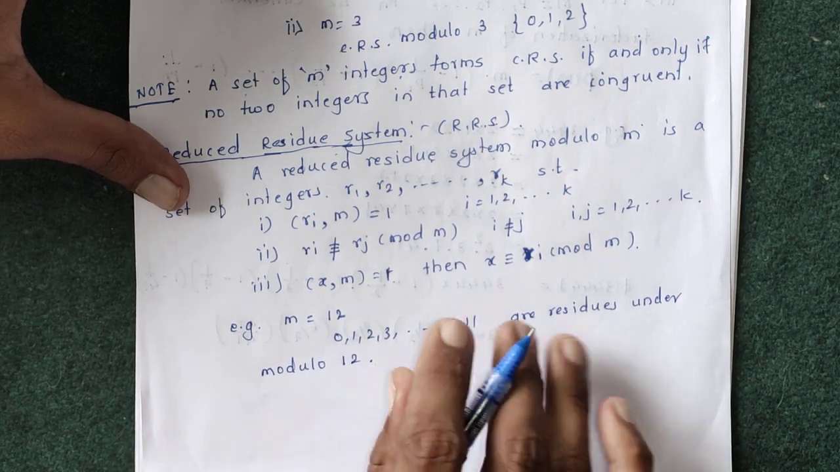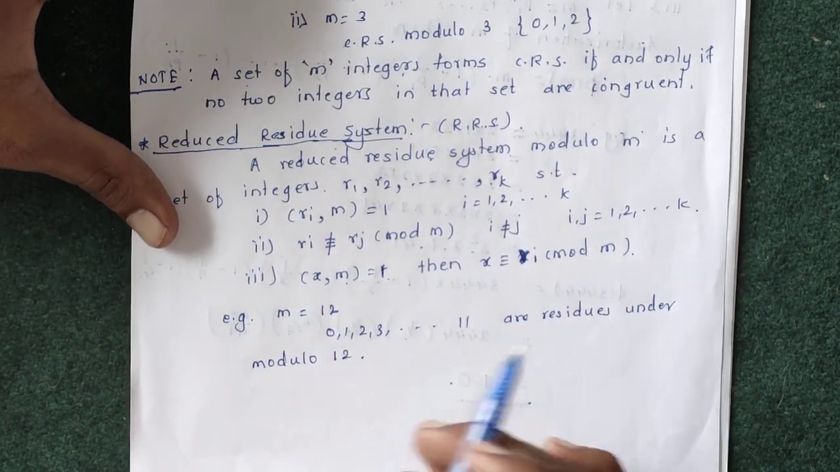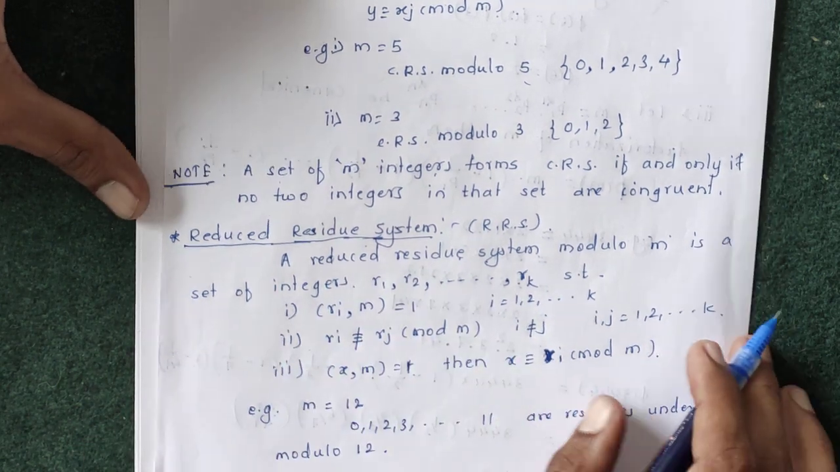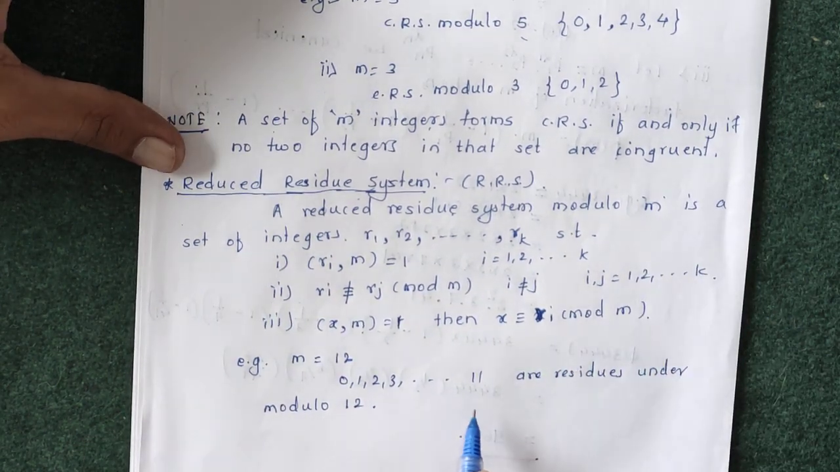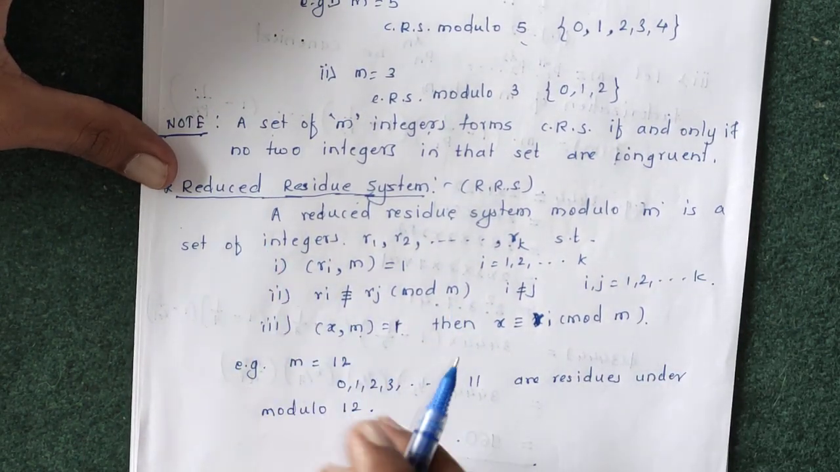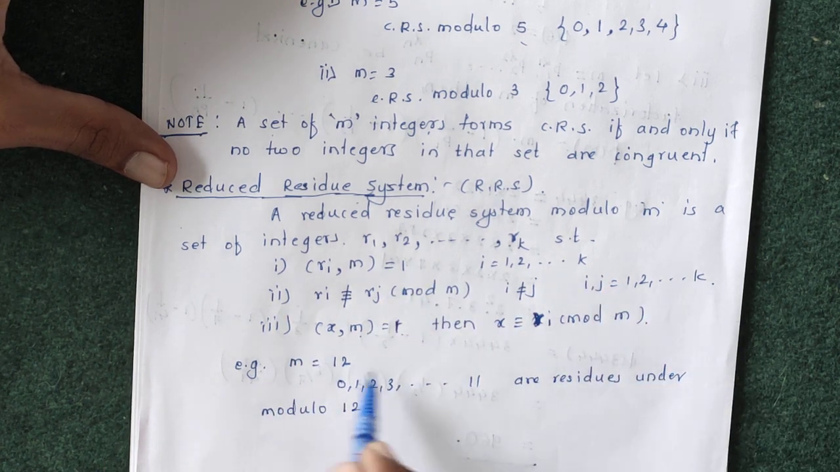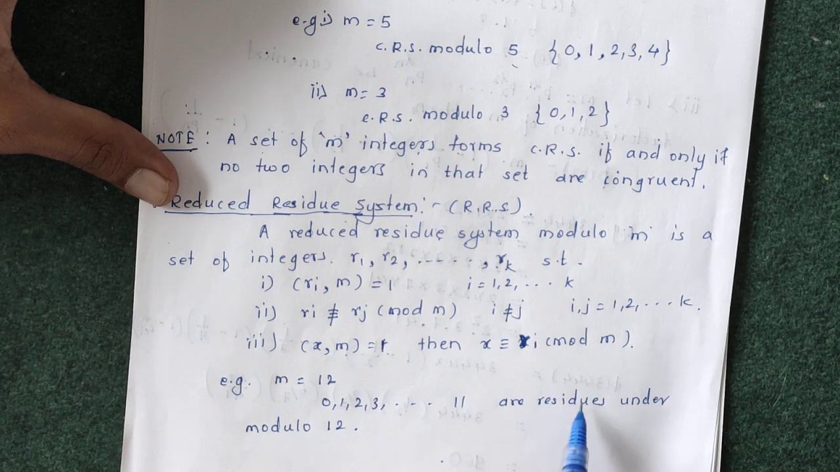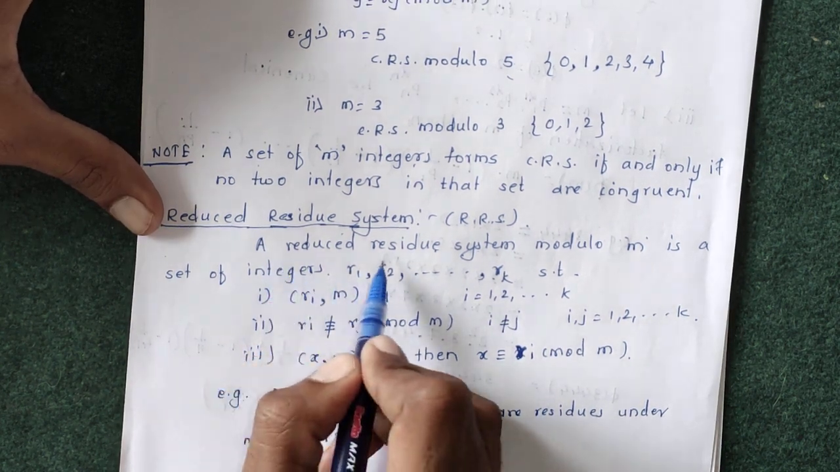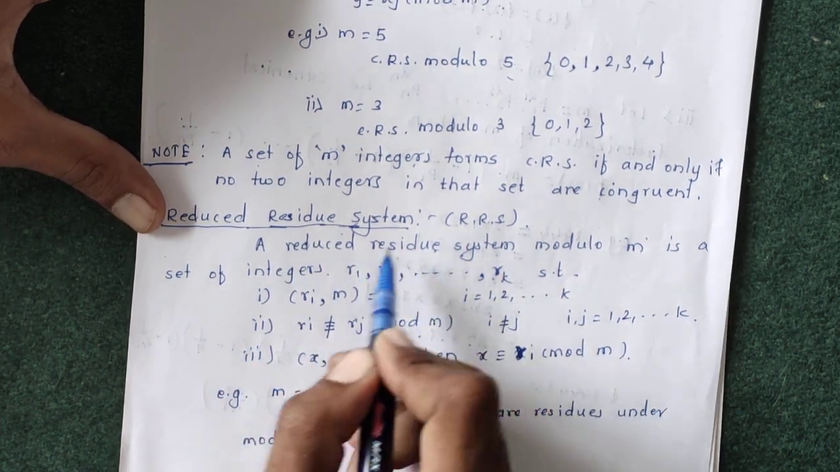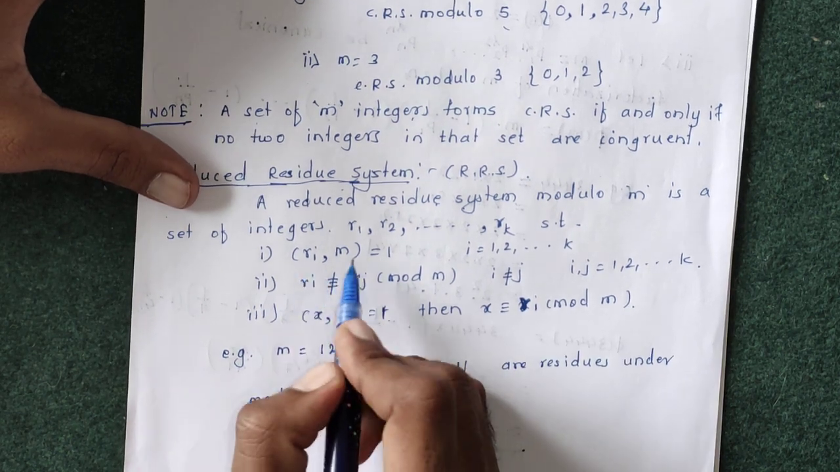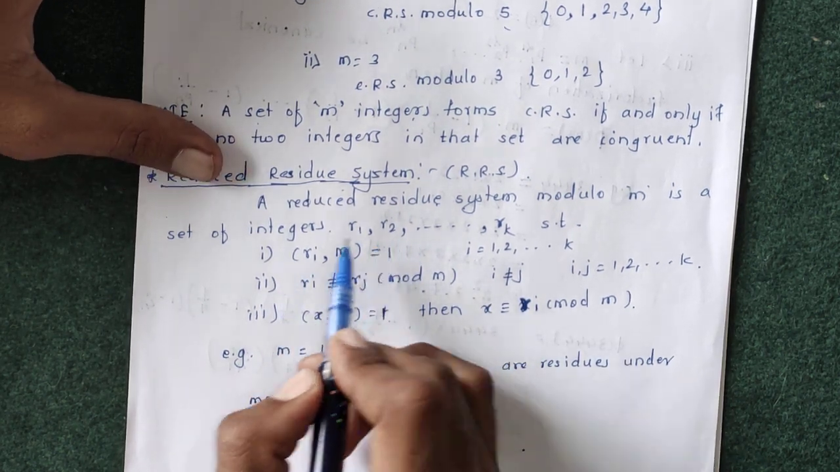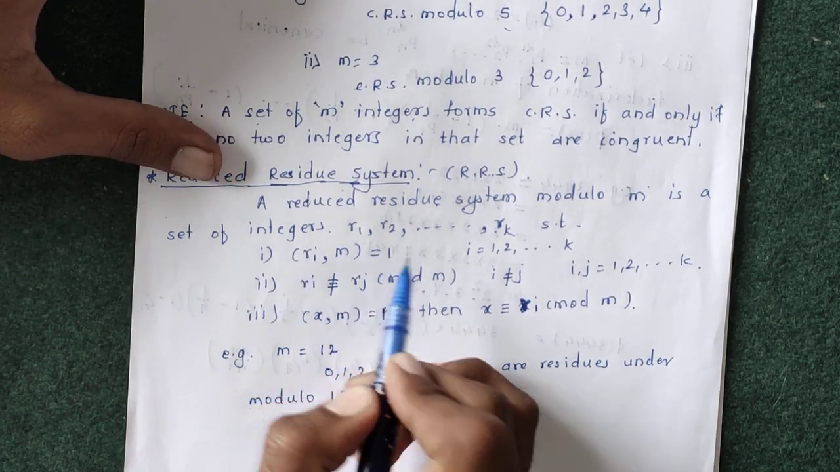These are the residues under modulo 12. Now we are going to find the reduced residue system. These all are residues, and the reduced residue system must be integers in between these. So our residues must be reduced. The first condition we are going to check is that the residue of R_i and m is equal to 1.